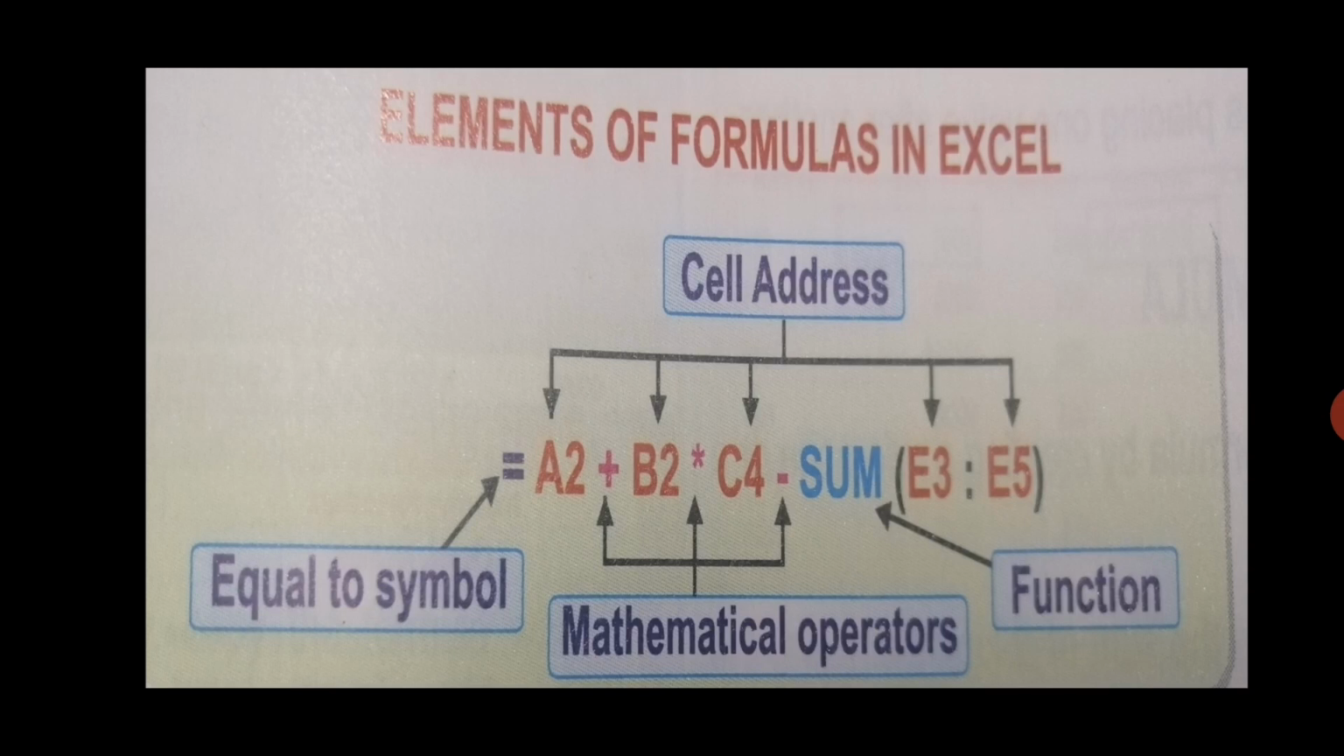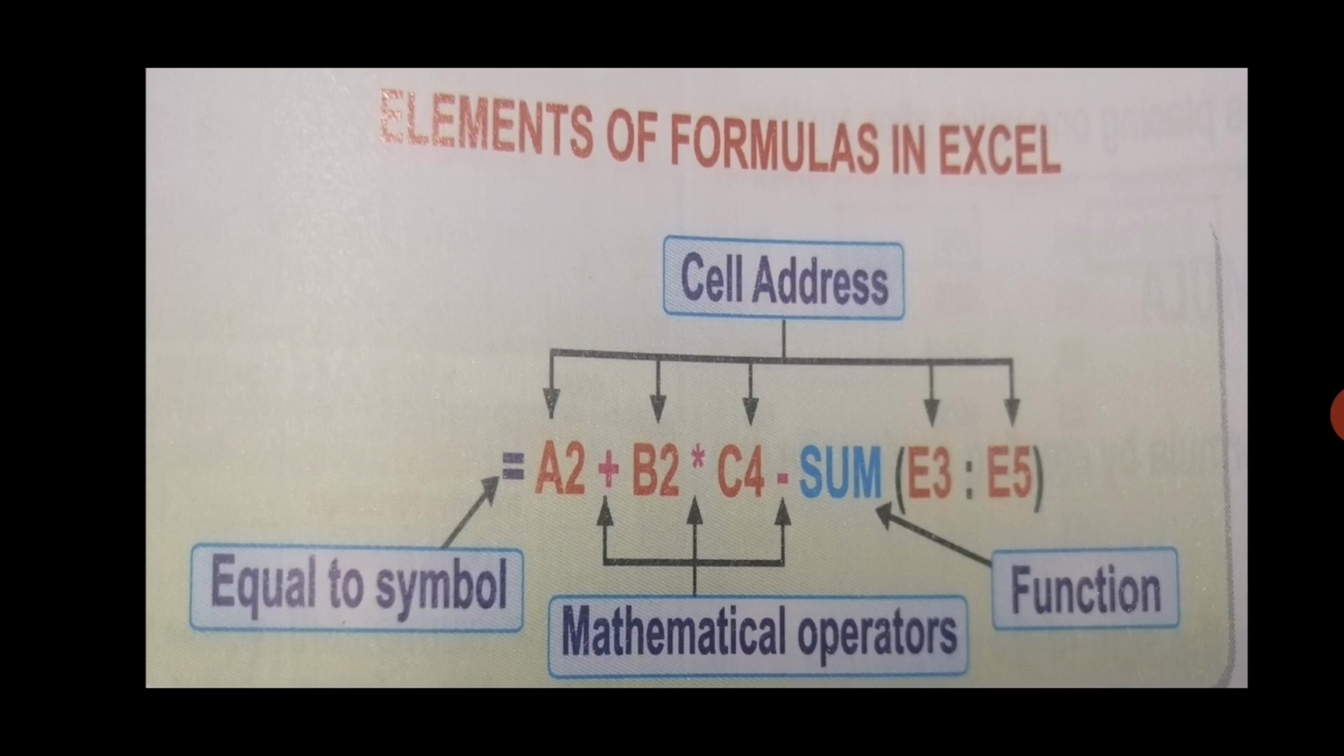So I start with the equals to sign, then A2, that is the cell address, plus that is the mathematical operator, then B2, a multiplication operator, then C4 minus SUM, which is a pre-built function in MS Excel. After that I use the parenthesis, as I already said, whenever you use a formula you also use some kind of parentheses. Then I select a cell range, that is E3 colon E5, and close the parenthesis.